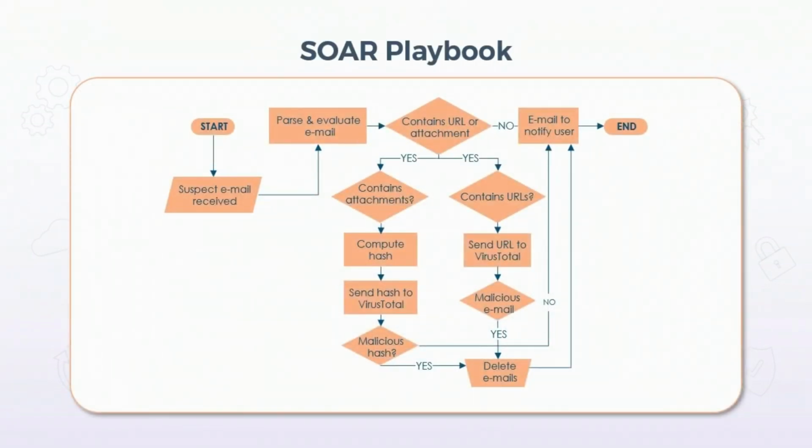So here we have an example of a SOAR playbook. It's basically a flowchart for automation of dealing with potential security incidents. In this case, it's dealing with a suspicious email message that might have been received. And then if it contains a URL link or a file attachment, then maybe sending that off to a detection tool online like VirusTotal to determine if we've got a malicious file attachment or a malicious link, and then doing something about it, such as deleting the email so that the user doesn't even get a chance to click on the link or open the file attachment.